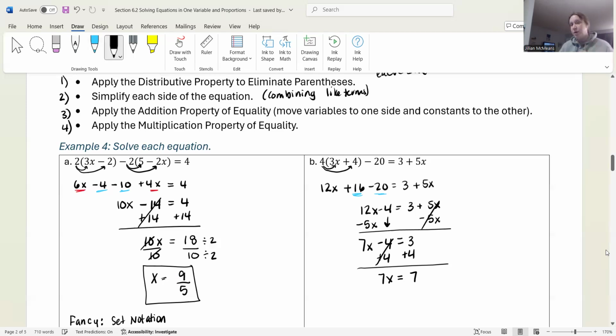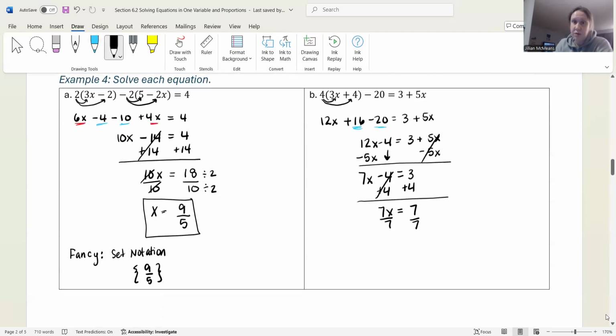So when you get to the point where you have a single variable term equaling a single constant term, that's when you apply the multiplication property of equality. We finally want to get the variable by itself. We need to undo the multiplication of 7 and x. We undo multiplication with division. So we want to divide both sides of the equation by 7. Scroll down a little bit.